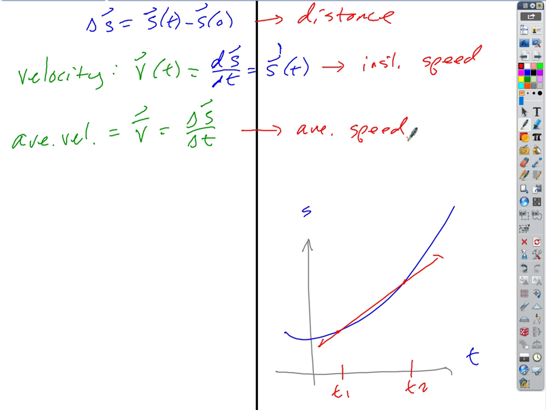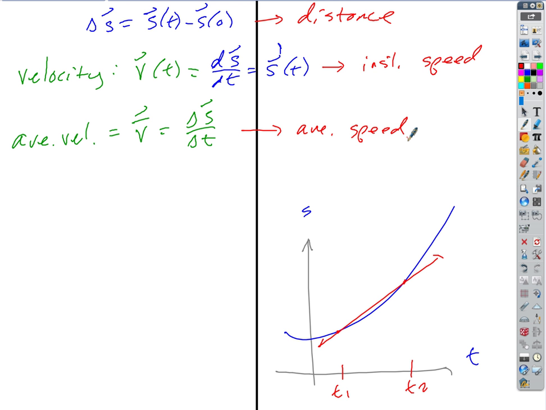Okay, so let's try this. This gets a little trickier. I'm going to start at -1, and I'm going to walk out to +2, and I'm going to walk back to 0 over a course of 5 seconds. What's my average speed? 1/5.